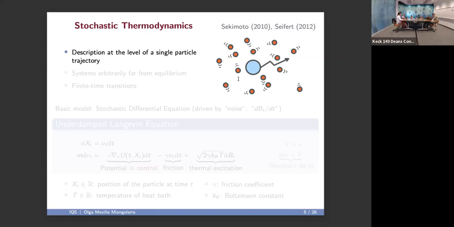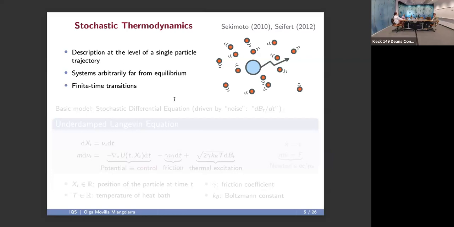In this way, we can actually describe systems that are arbitrarily far away from equilibrium. What this means in particular is that we can have finite time transitions, transitions in which our system goes arbitrarily fast. There's no problem in that. So this is nice because we can overcome those problems that we had in the previous theory.